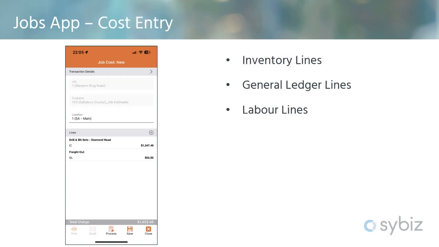And from a job cost entry point of view, you've got 3 different line types that you can enter. So you've got your inventory lines, your general ledger lines, and your labor lines if you're choosing to do that there rather than timesheets.